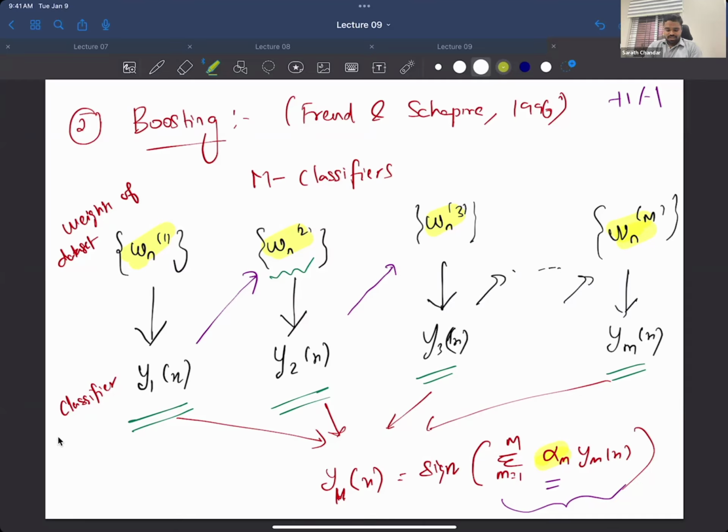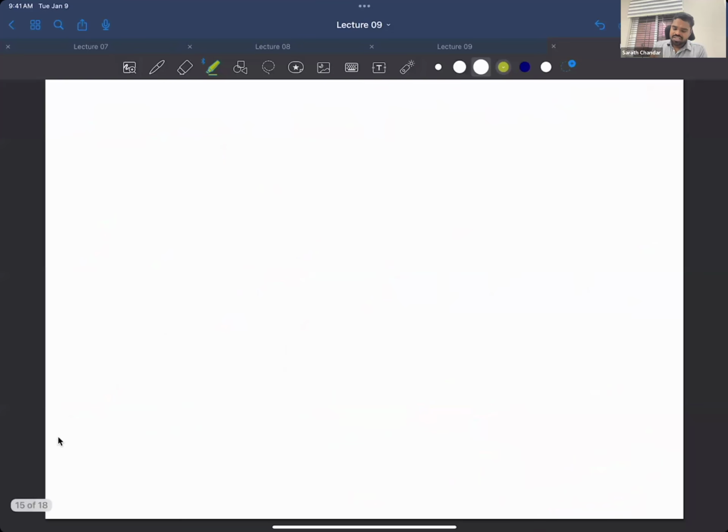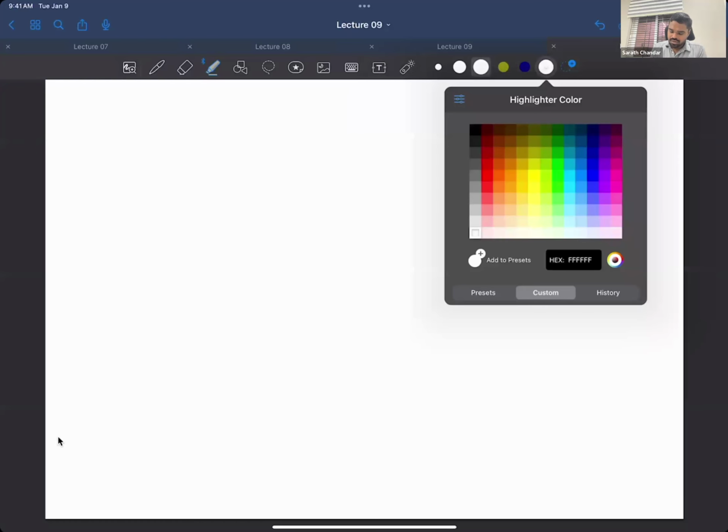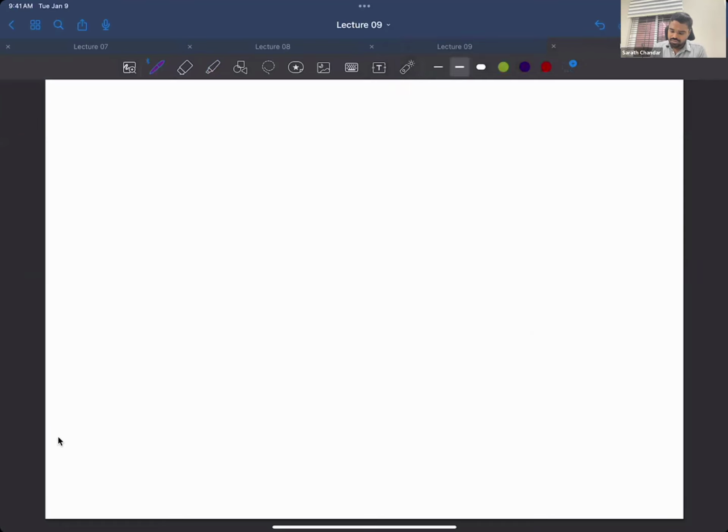Okay, so now let's look at the details of the algorithm. First I'm going to write the algorithm, and then we will derive things from first principles. The variant of the algorithm that we are going to discuss in today's class is called AdaBoost, which basically stands for adaptive boosting. Okay, this is how the algorithm looks.